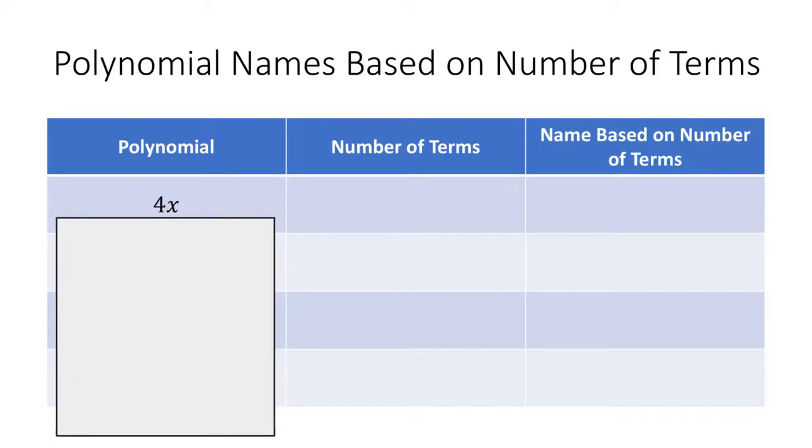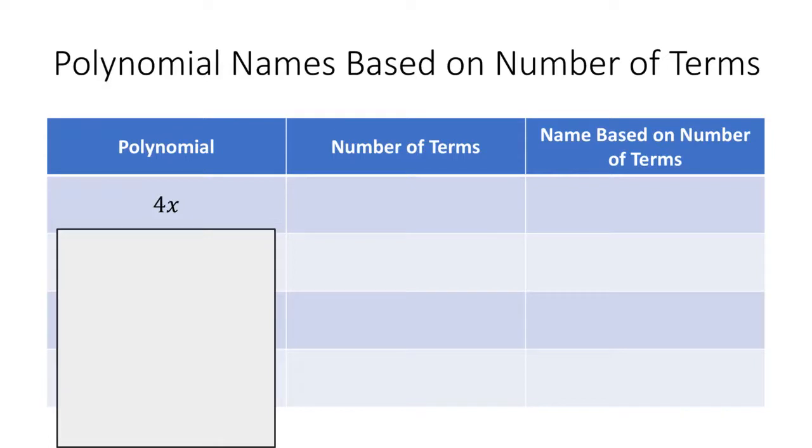So first, here's my first example. We have 4x. This is just a monomial. It's got a number part and a variable part. So this has one term. The name that we give it based on the number of terms is monomial. Okay, next one.